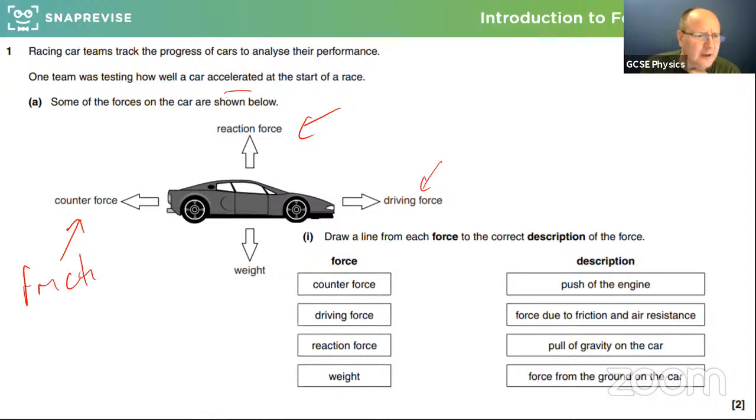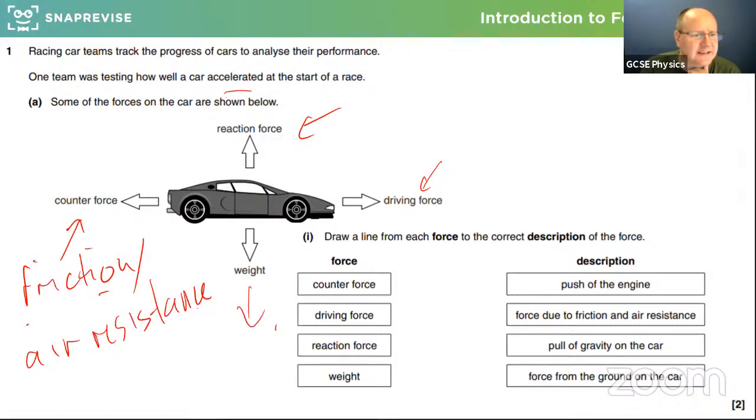It's a slightly odd thing to call it. I would say don't call things like that counterforce. Might be a slightly older question, this one. And then we've got the weight acting downwards. Draw a line from each force to the correct description of the force. So the counterforce, okay, that's what I've done, sorry. So the counterforce here in this question, what's causing the counterforce? Yeah, thank you, Ultimate. So we've got counterforce due to friction and air resistance there. And then driving force is coming from what? Where's the driving force coming from here? Push of the engine, thank you. Brilliant. And then the reaction force going upwards.